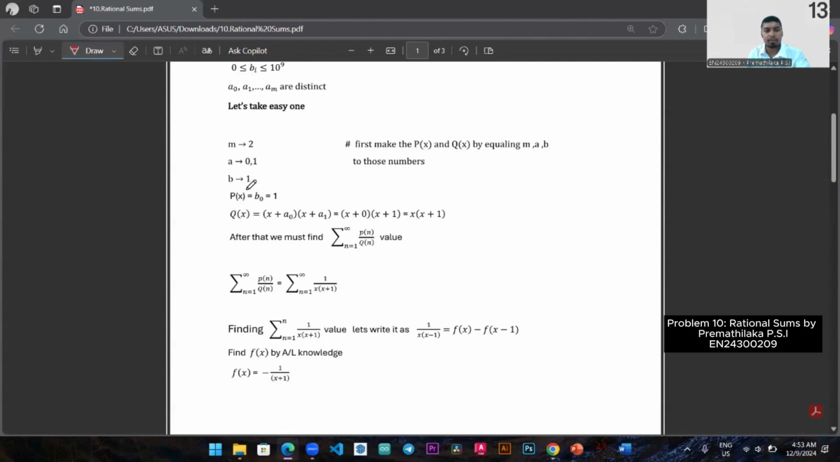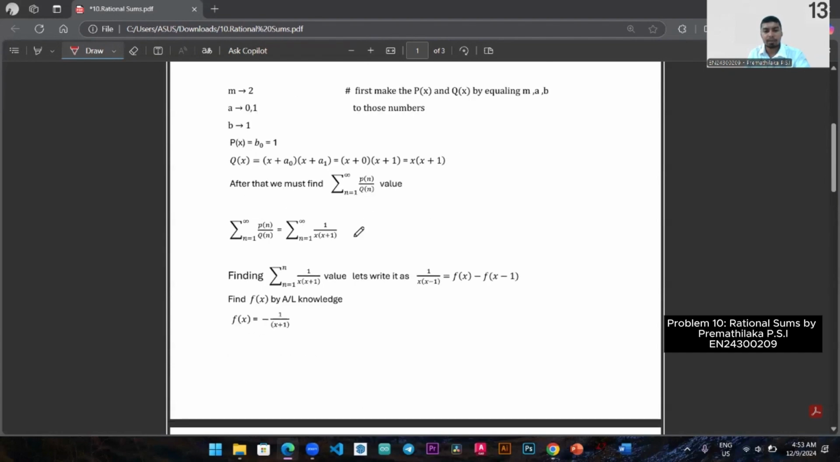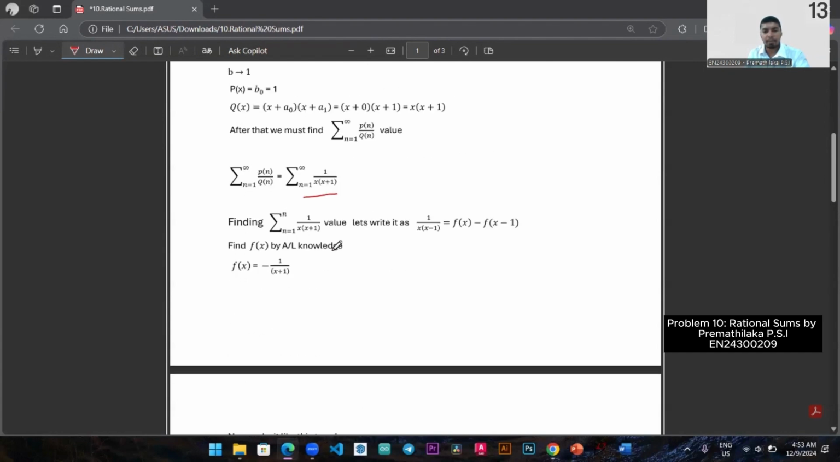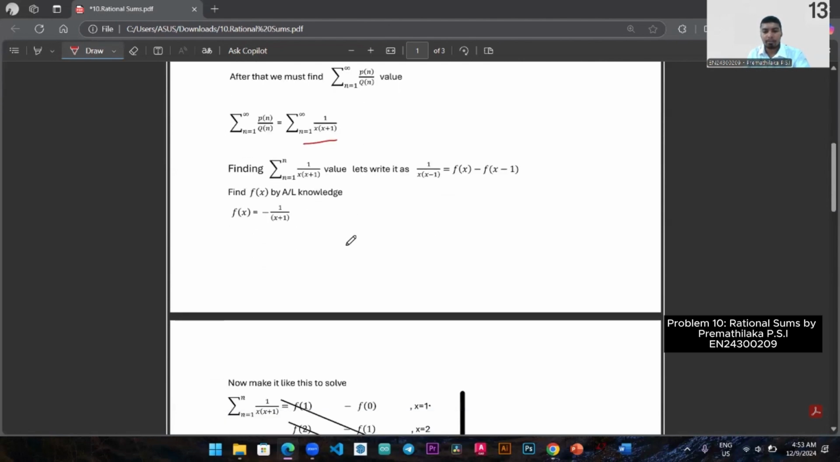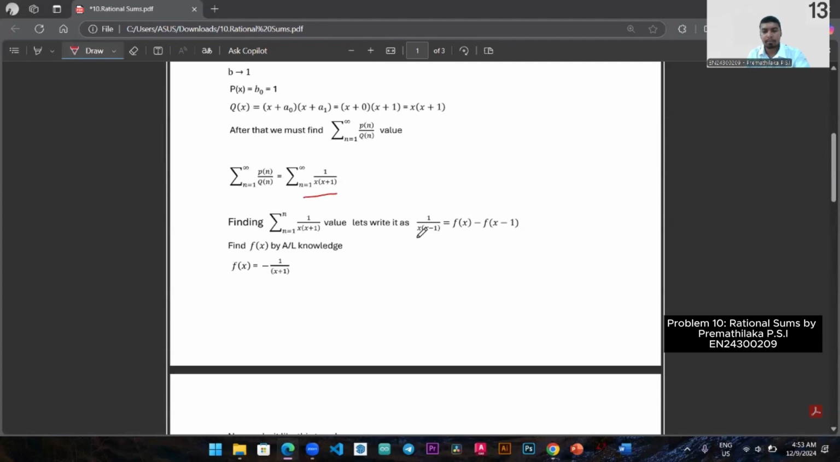Like that, we have to prepare the px and qx. Now we simplify this function into this. Now the question is how to find the value, and it should be a rational number. After that, we have to make it like this one. So by the way, we have to find the fx.